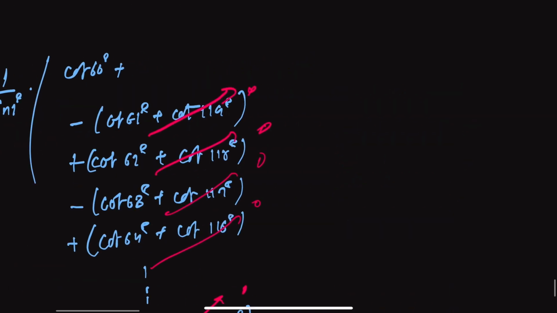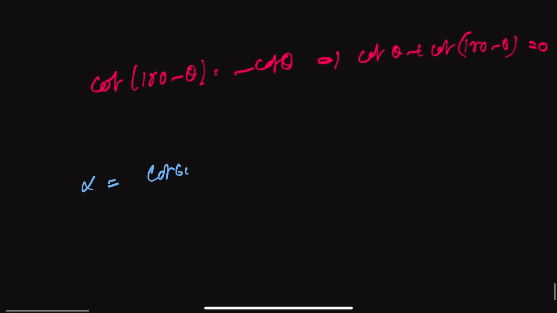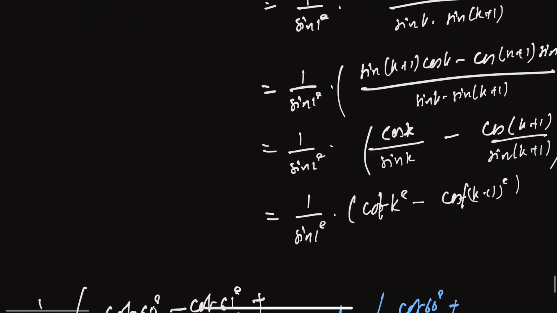So the sum will just be cot 60 degrees by sine 1 degrees. So alpha is cot 60 degrees by sine 1 degrees, that means alpha is cosecant 1 degrees into cot 60 degrees. That means alpha by cosecant 1 degrees whole square is just cot square 60, which is nothing but 1 by 3.